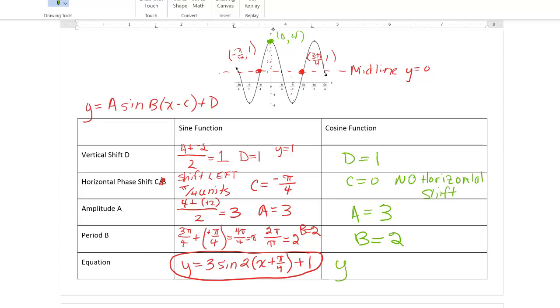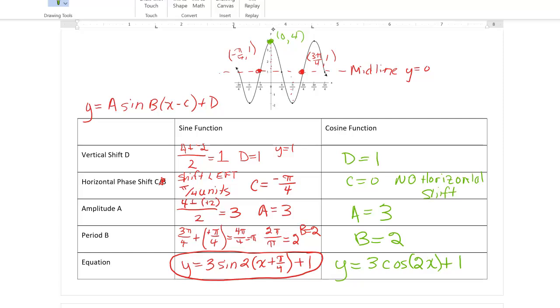So let's see. To write our equation, we're going to be writing y equals 3 cosine of 2x. And then remember, it's going to be plus 1. And you probably should put parentheses around the 2x to distinguish that plus 1 is outside of the parentheses.